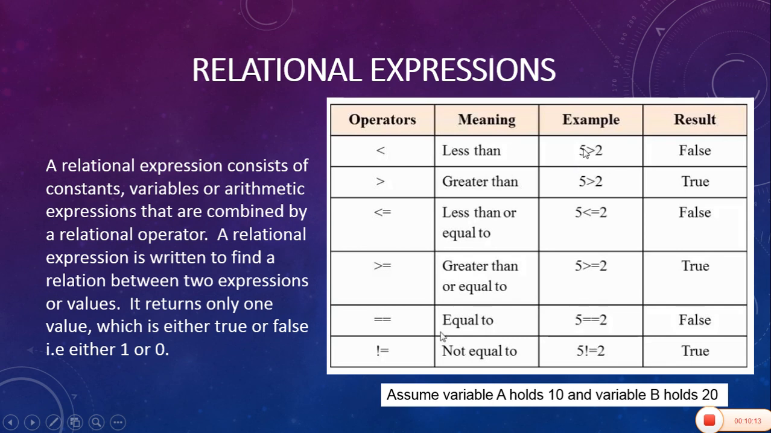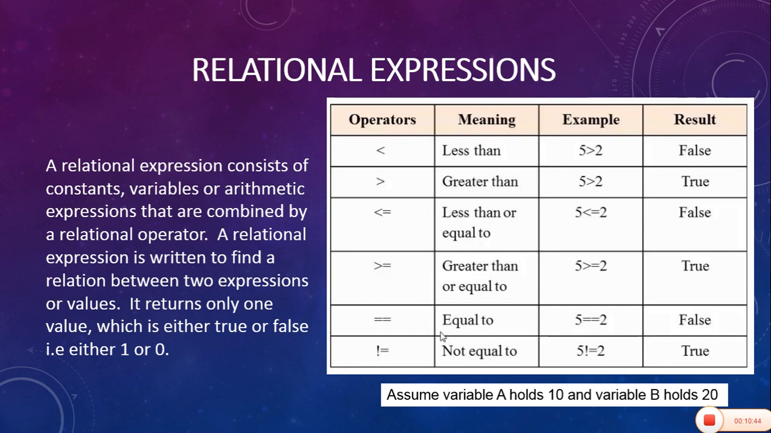Some other examples are written over here in the form of constants, where 5 and 2 are considered as two values and the relational operators are used. If we consider 5 is greater than 2, this condition is true and it will give you the answer equal to 1.